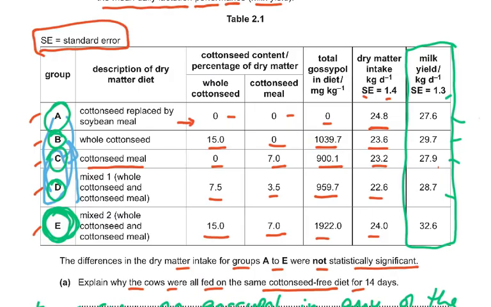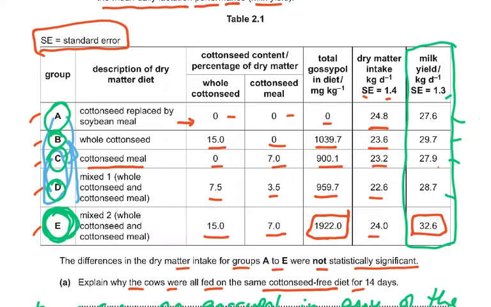So we go back to table 2.1 and have a look at it again. So is there enough evidence? There is a trend that as Gossypol increases, milk yield increases. So there is enough evidence because as Gossypol increases, milk yield increases. And then you could give me a data quote, like total Gossypol was 1922 here, the highest, and the milk yield is the highest here, 32.6. So as Gossypol in the diet increases, milk yield also increases.